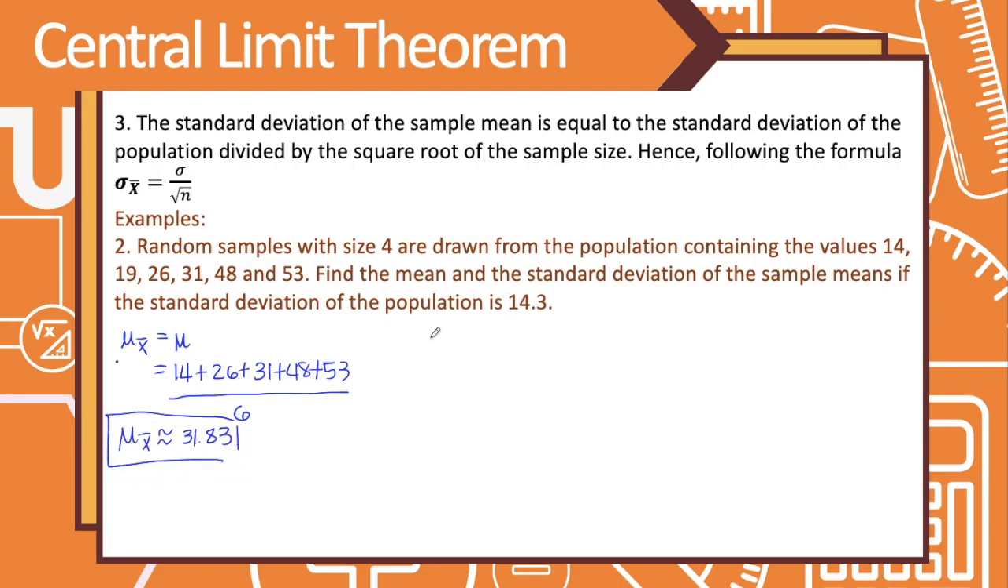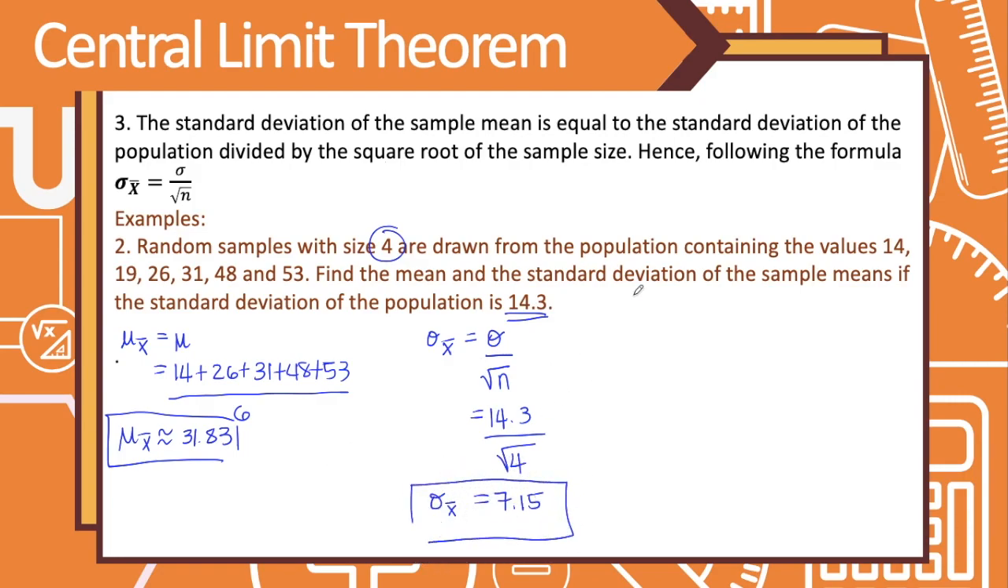Next, we solve for the standard deviation of the sample means. So to solve for the standard deviation of the sample means, we can use this formula because the standard deviation of the population is given. So our formula is the standard deviation of the population over the square root of n. So the standard deviation of the population is 14.3, over the square root of the sample size. So random samples with size 4. So this is the sample size 4. So 14.3 divided by the square root of 4 is equal to 7.15. So this is the standard deviation of the sample means.